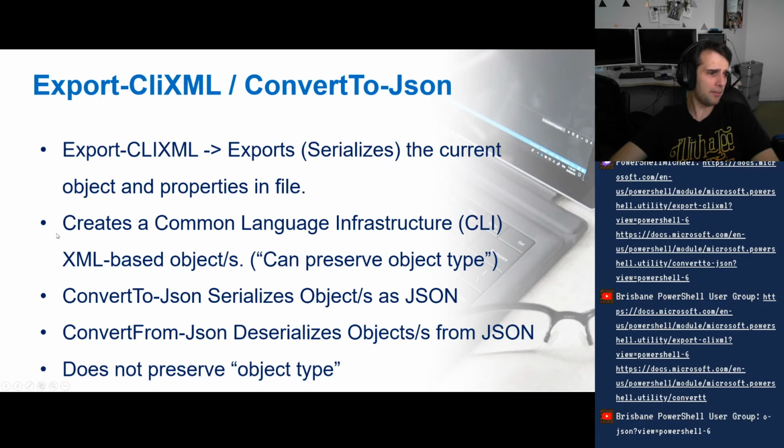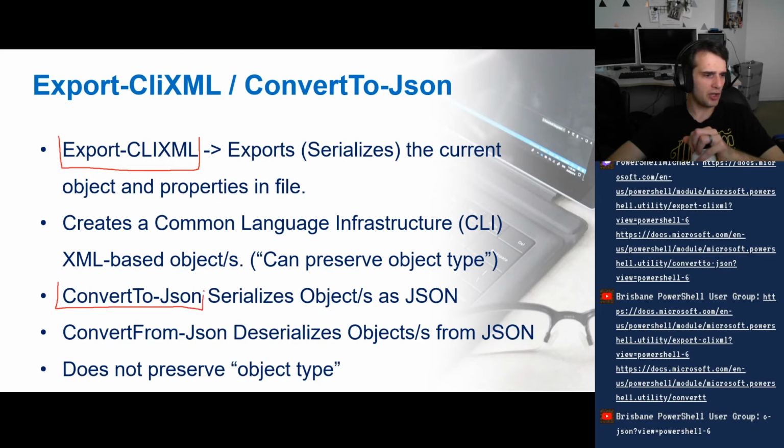So with CLIXML, we covered that. It exports, and we talk about serializers. Serializing is when you're exporting, and deserializing is when you're importing. So you're deserializing it into an object, or you're serializing it as text. With Export-Clixml, the opposite is Import-Clixml, so that's pretty straightforward.